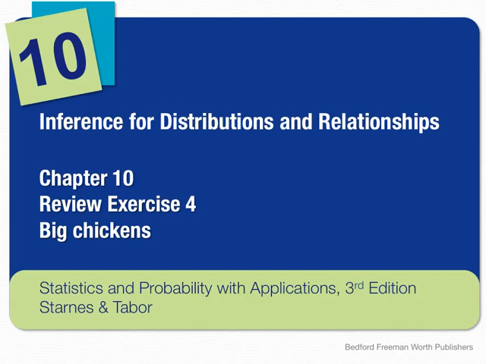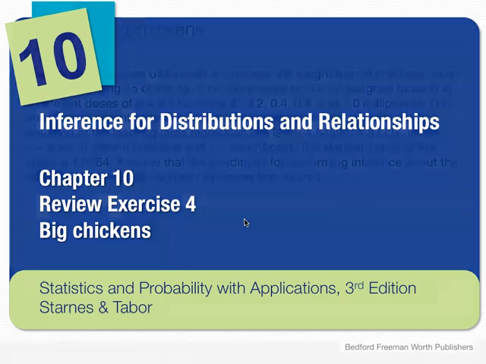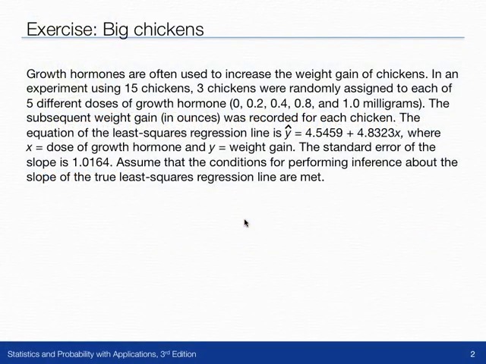Let's explore Chapter 10, Review Exercise 4, entitled Big Chickens. Growth hormones are often used to increase the weight gain of chickens. In an experiment using 15 chickens, 3 chickens were randomly assigned to each of 5 doses of hormone: 0, 0.2, 0.4, 0.8, and 1.0 milligrams of growth hormone.